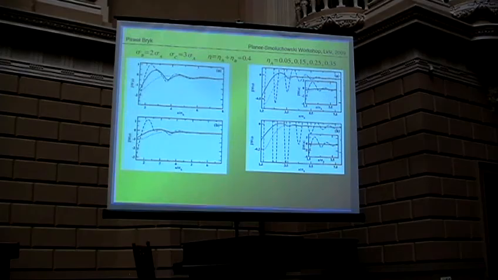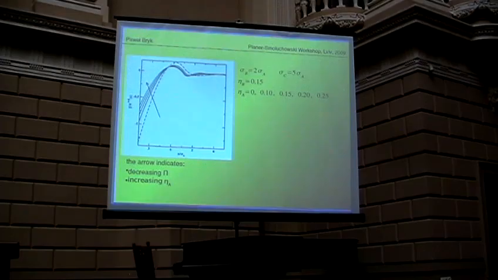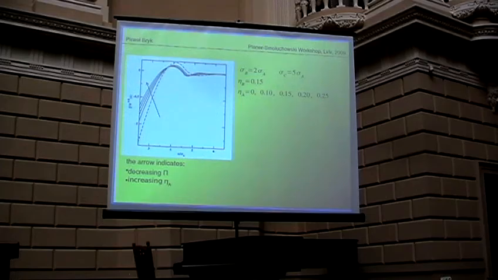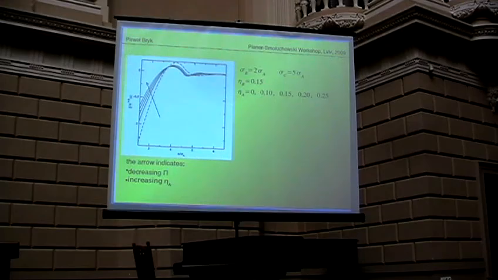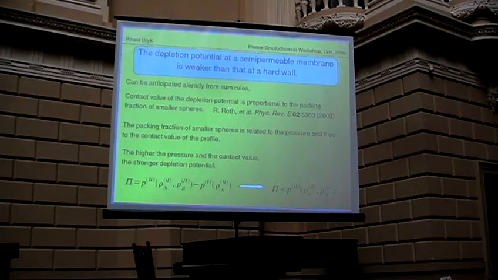Now, another example of how big the changes can be is on this slide, where I again considered a system with a one-component fluid, but now I keep fixed the concentration of the non-permeable component and vary the concentration of the permeable one. We see again that as we decrease the osmotic pressure, we lower the effective attraction between the semi-permeable membrane and the colloid. And now this can be understood by analyzing the sum rule that I have previously derived.